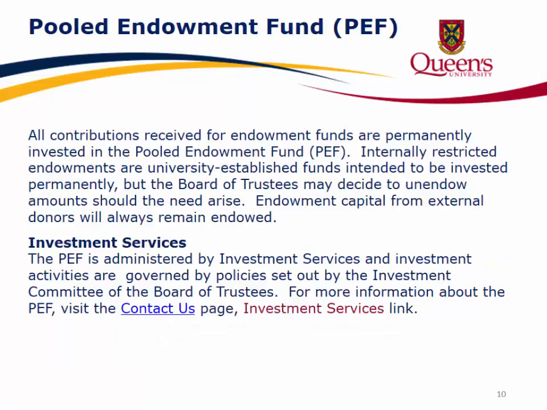All contributions received for endowment funds are permanently invested in the Pooled Endowment Fund, also known as PEF. Internally restricted endowments are university-established funds intended to be invested permanently, but the Board of Trustees may decide to unendow amounts should the need arise. Endowment capital from external donors will always remain endowed.